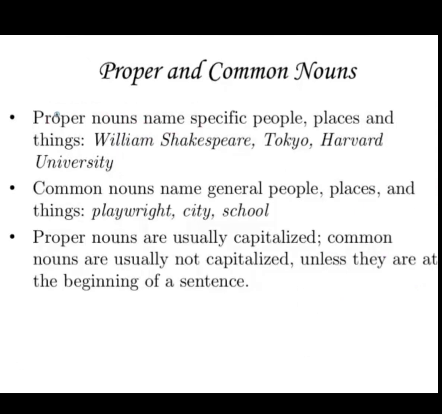All right, proper and common nouns. Proper nouns name specific people, places, and things, such as William Shakespeare, City of Tokyo, or Harvard University. Common nouns, by contrast, name general people, places, and things. So instead of William Shakespeare, you have playwright. Playwright could be any playwright. William Shakespeare is one. Tokyo becomes city, or Harvard University becomes school.